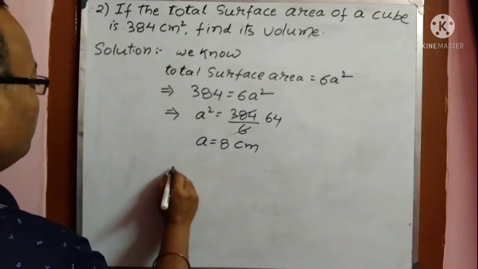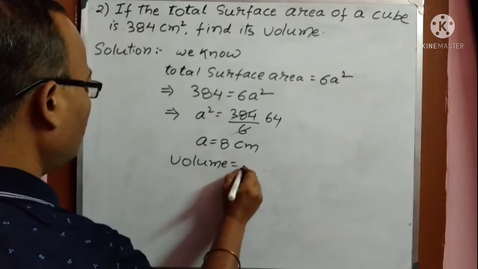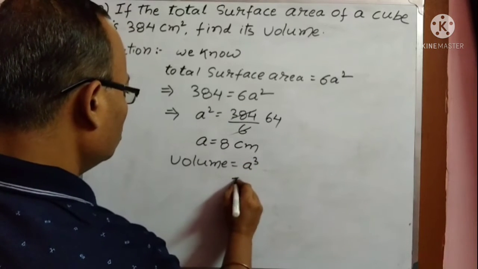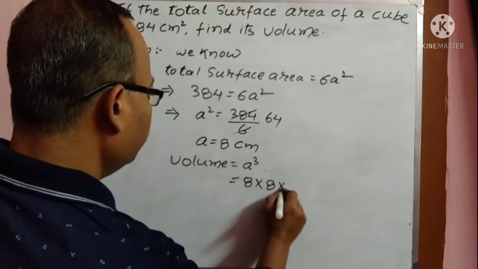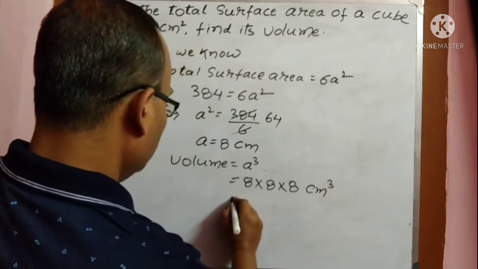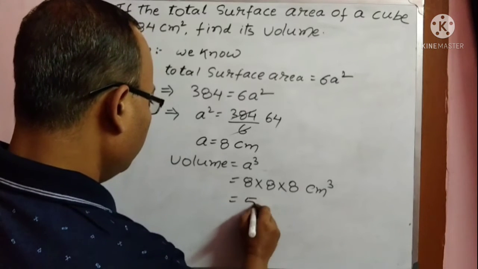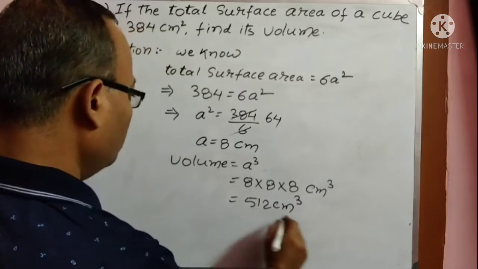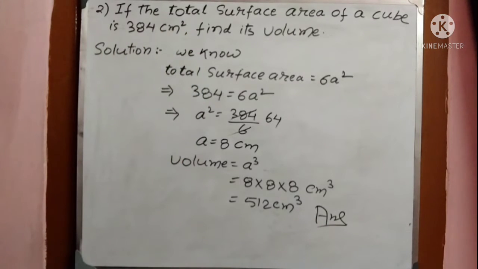Okay. So, we need to find out the volume. So, volume is equal to what? A cube. So, your A is how much? 8. So, 8 into 8 into 8 centimeter cube. So, 8 into 8, 64, 64 into 8, 512. So volume will be 512 centimeter cube.